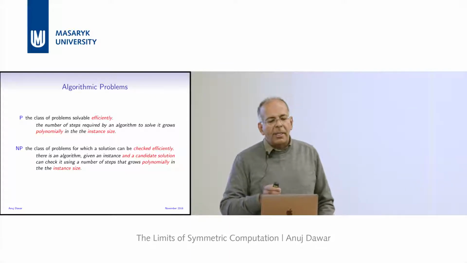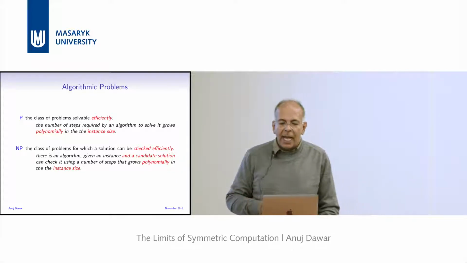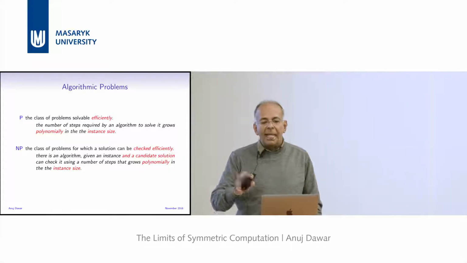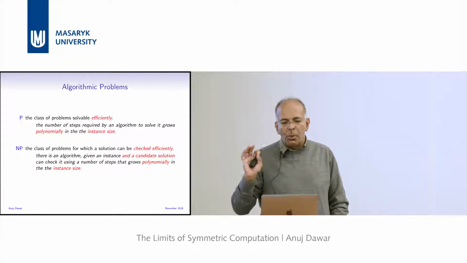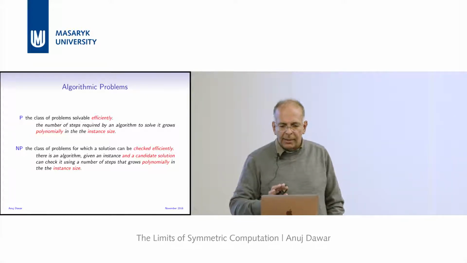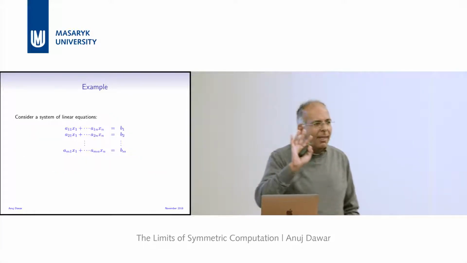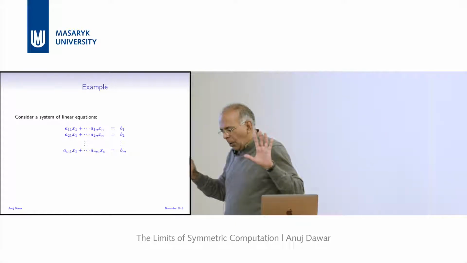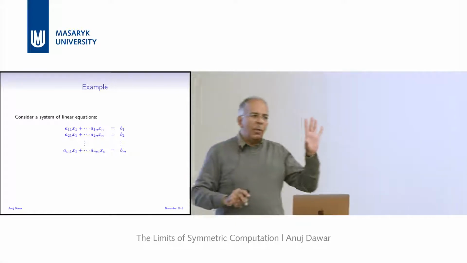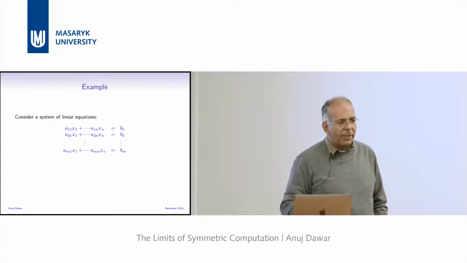NP is usually described as a class of problems where a solution can be checked efficiently, which means there is an algorithm which, given an instance and a candidate solution, can check it using a number of steps that grows polynomially in the instance size. Okay. I don't want to dwell on those definitions, but informally, they're usually described as problems which can be solved efficiently versus where solutions can be checked efficiently.